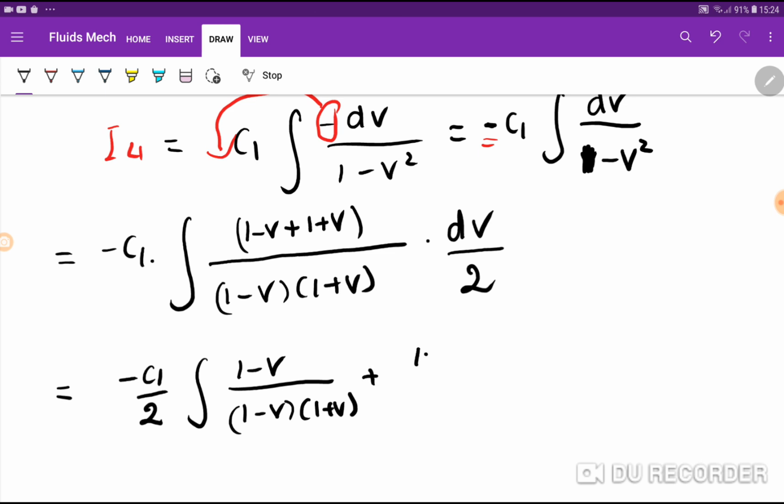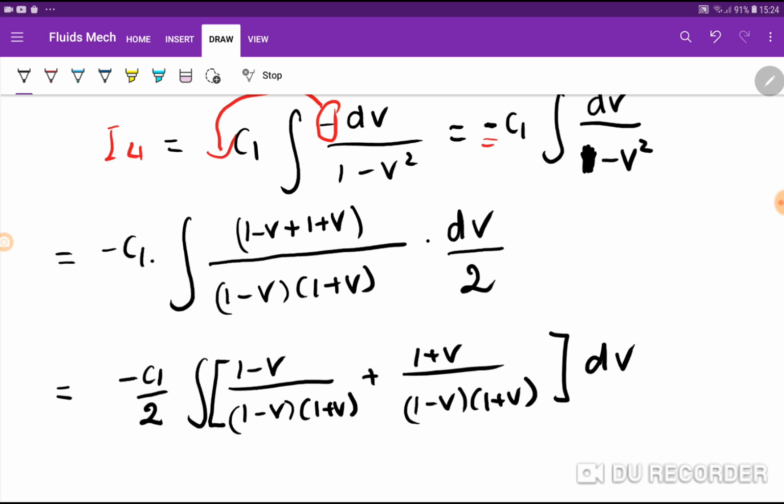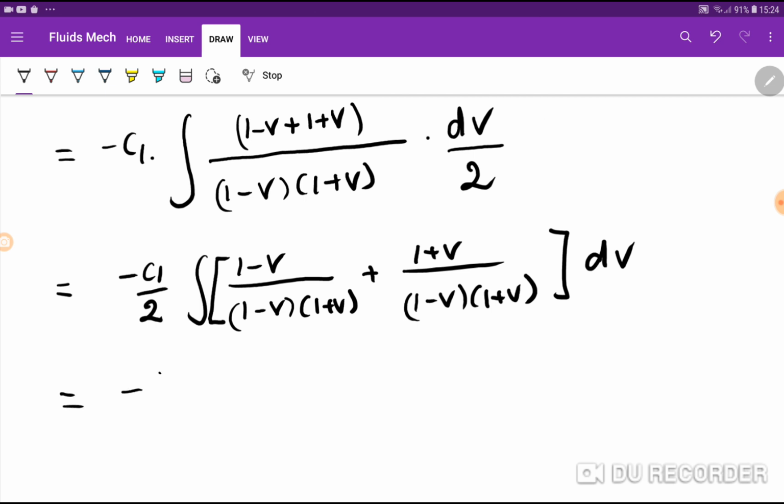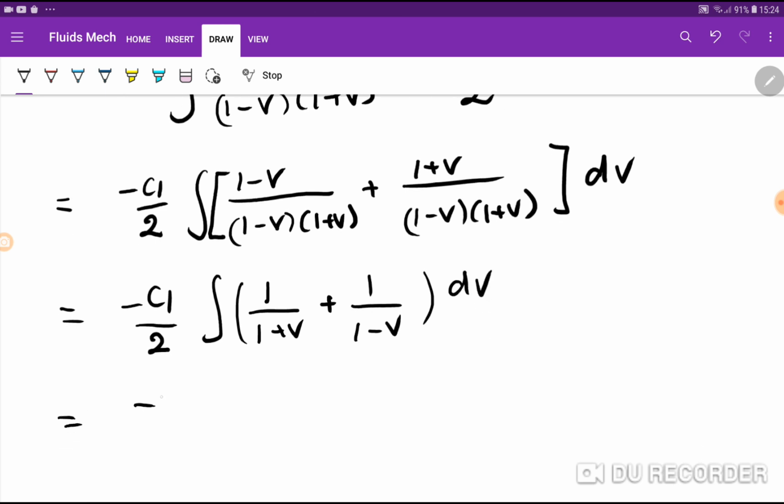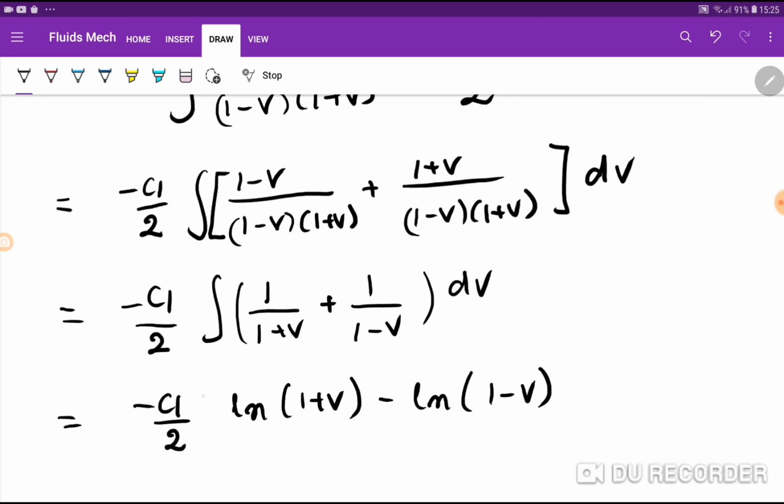1 plus v plus 1 plus v, and that's dv. So if we set it equal to, say, negative c1 over 2, what's this? This is the integral of 1 over 1 plus v plus 1 over 1 minus v dv. It will be equal to negative 1 over 2 times ln 1 plus v minus ln 1 minus v.